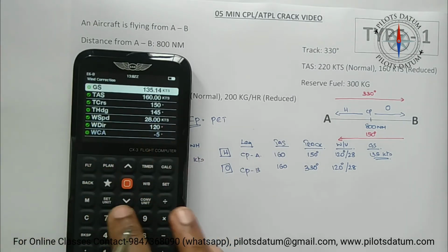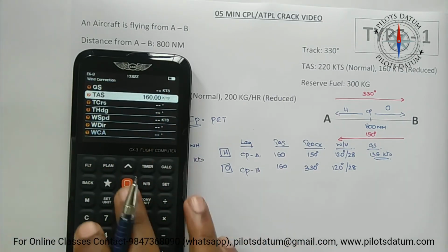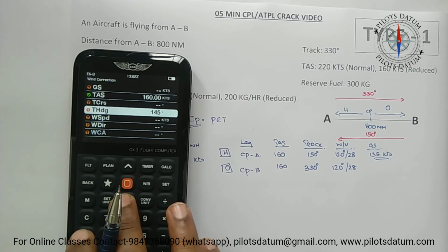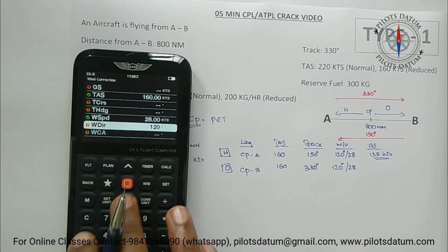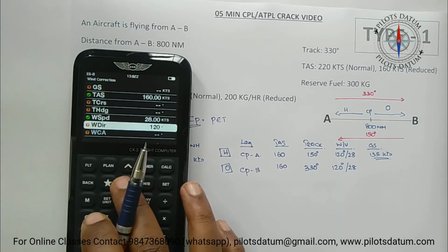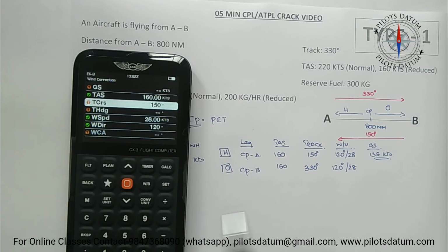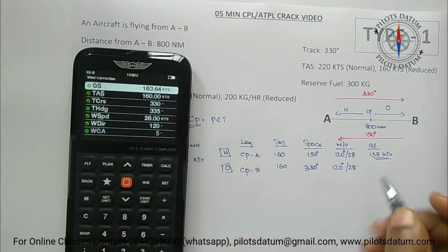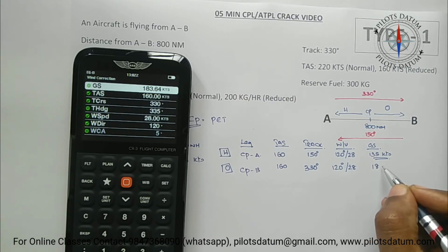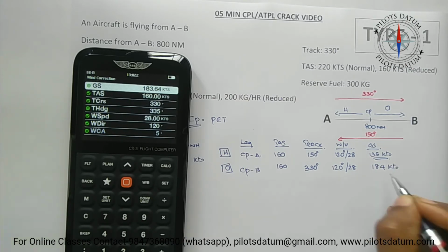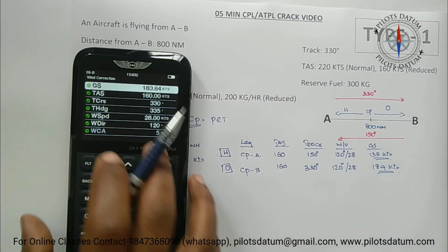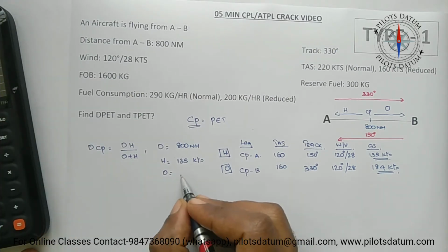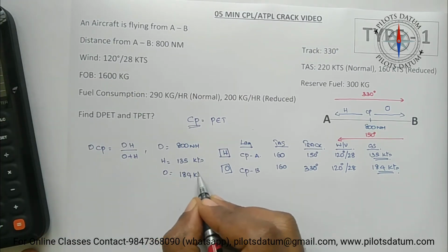Let's input the values in the flight computer. True airspeed is 160, same. Wind speed is 28. Wind direction is 120. Forgot to input the course, because it's 330. So we get the ground speed 184 knots. We got 183.64, I round it as 184. So we got the out ground speed as 184 knots.